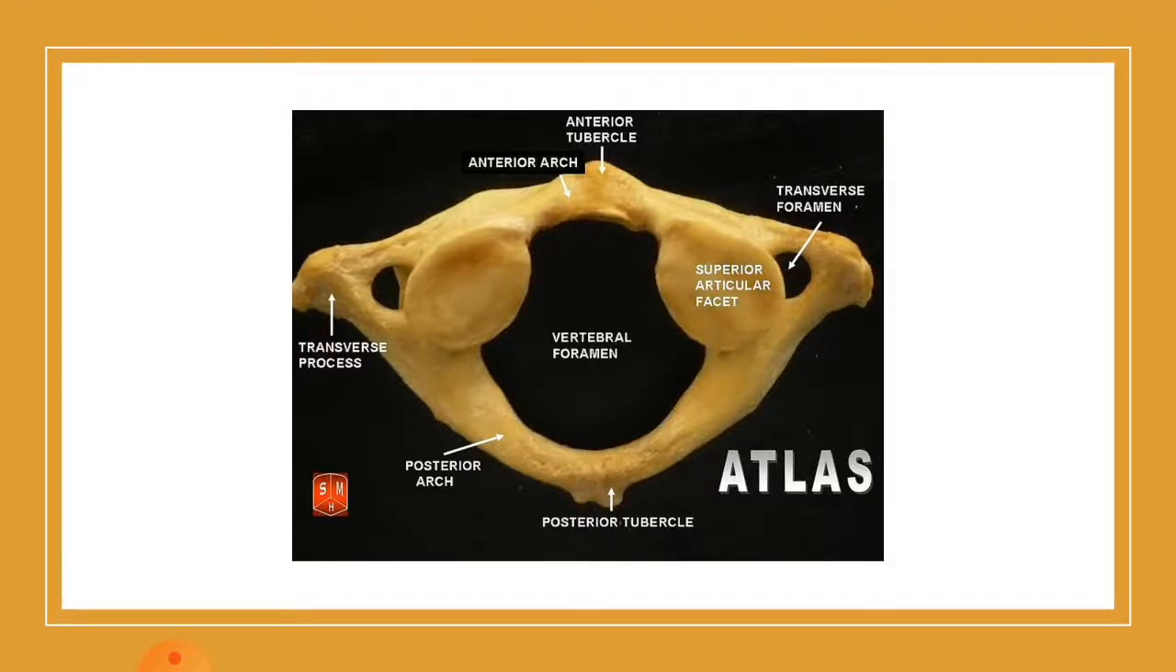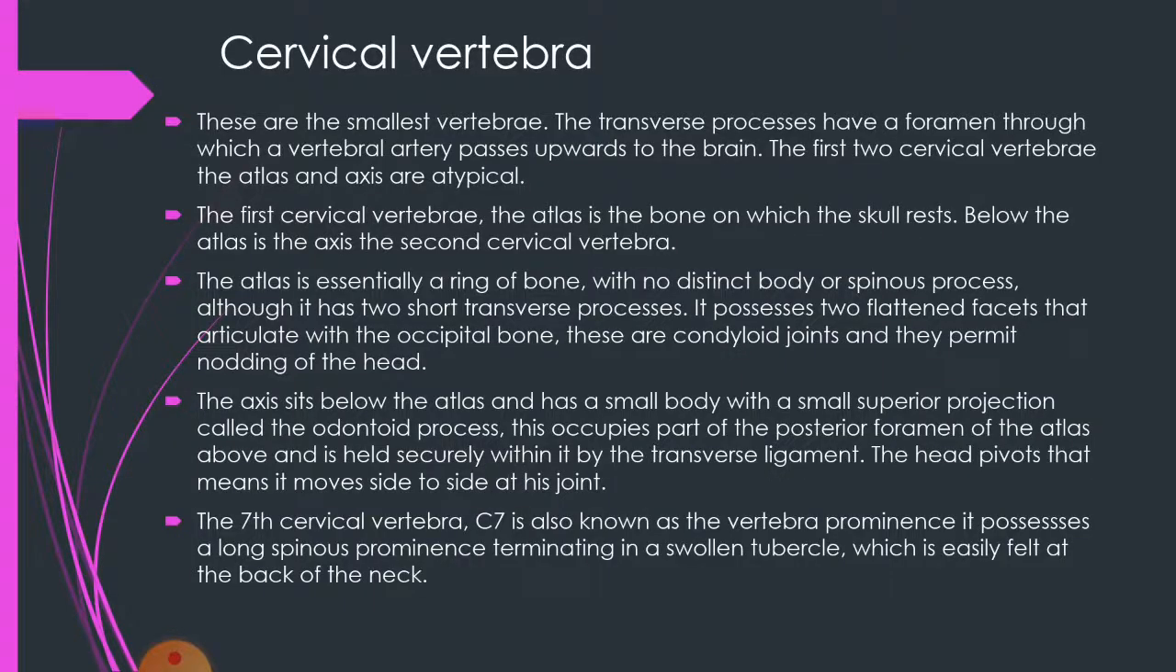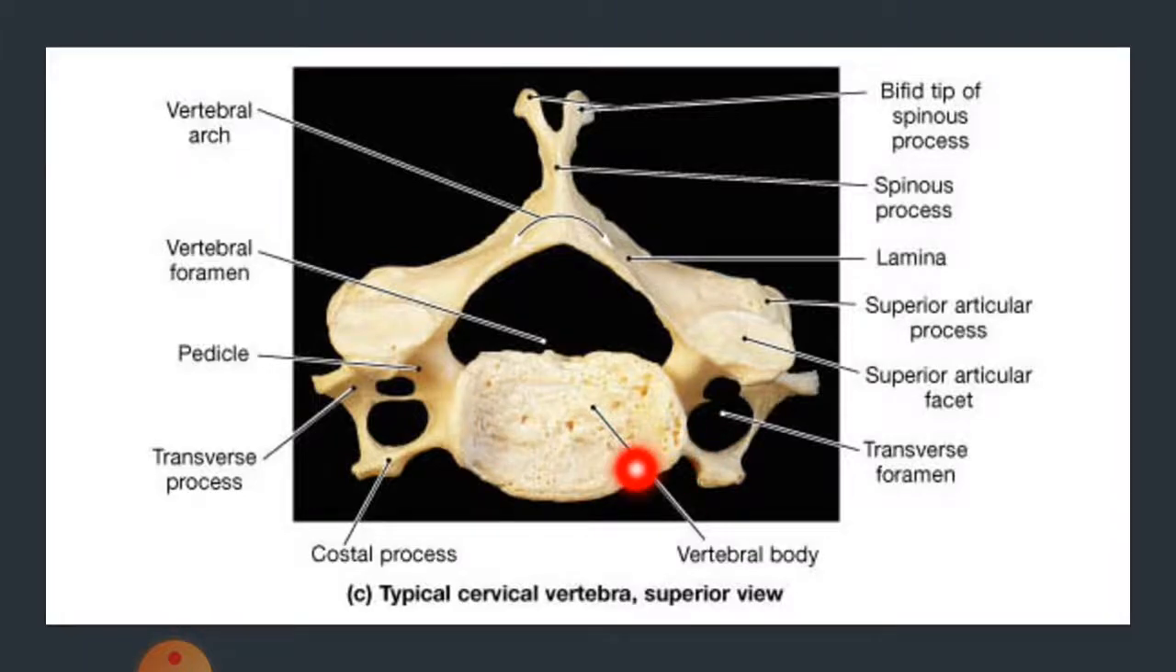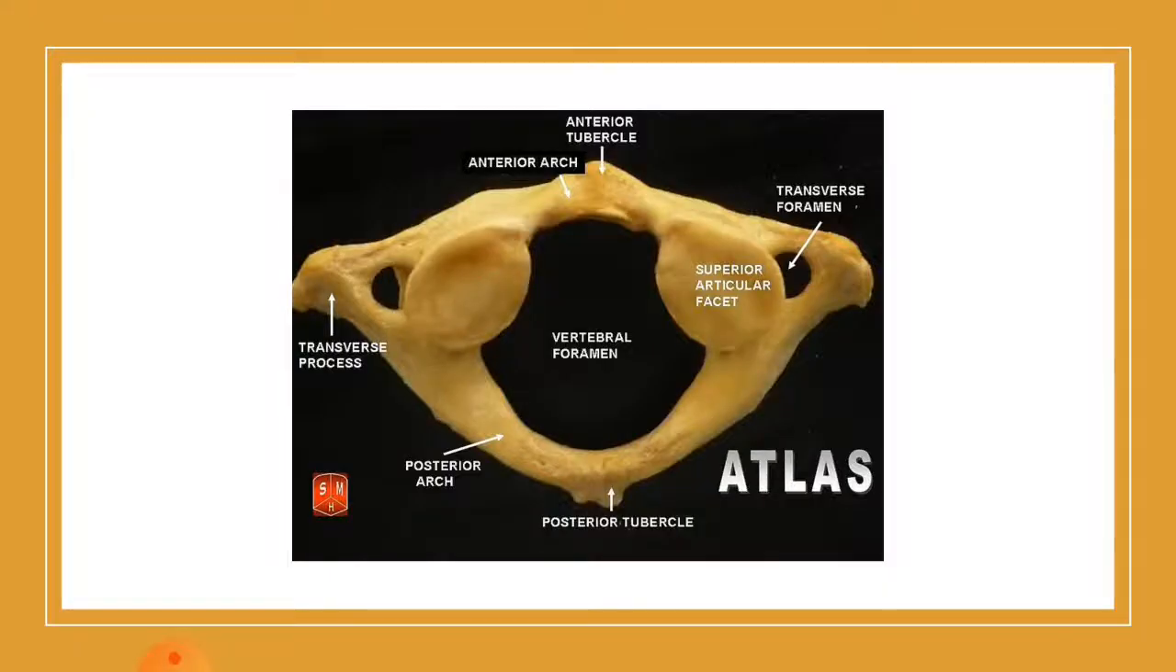We have discussed the typical features of the cervical vertebra. We have looked at the body, just like the other typical vertebrae. It has a body, it has transverse processes, it has a spinous process, but there is a difference in the cervical vertebra. It contains the transverse foramen to allow the passage of the vertebral arteries.